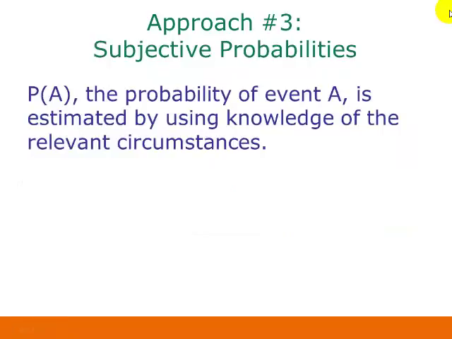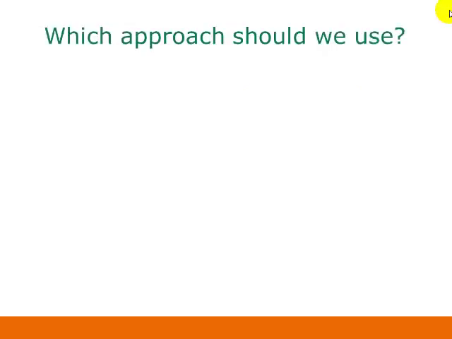The third approach is subjective probabilities. In this one, the probability of event A is estimated by using knowledge of the relevant circumstances. So the question is, which approach should we use in a specific situation?